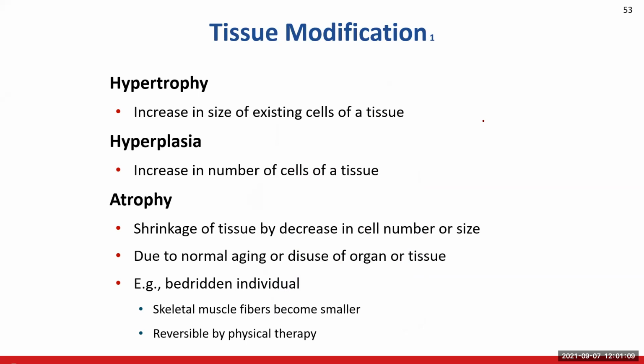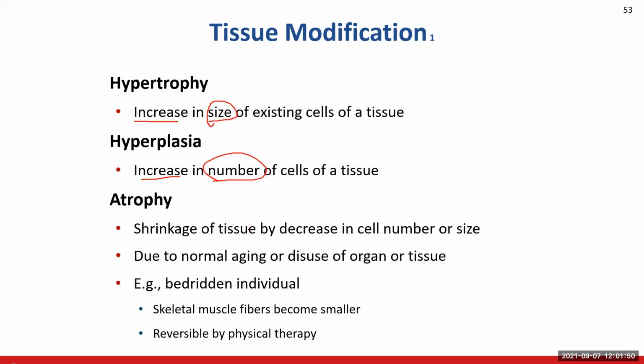The first term up there is hypertrophy. And it's very important that you know that hypertrophy has to do with an increase in the size only of existing cells of a tissue. So it's an increase of the size. Now, if we want to have an increase in the number of the cells, then we call that hyperplasia. So they both have to do with an increase, hence the beginning prefix there, hyper. But hypertrophy has to do with the size increasing, hyperplasia has to do with the number increasing.